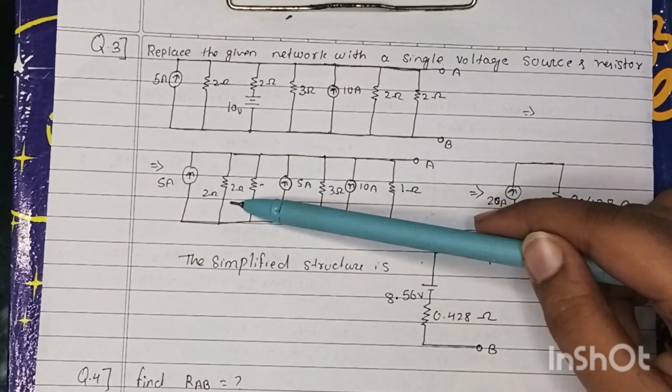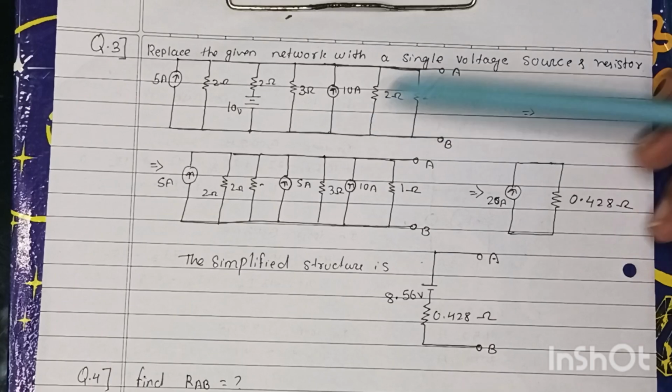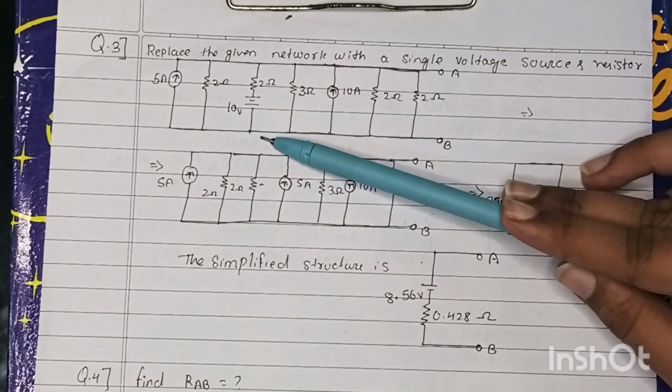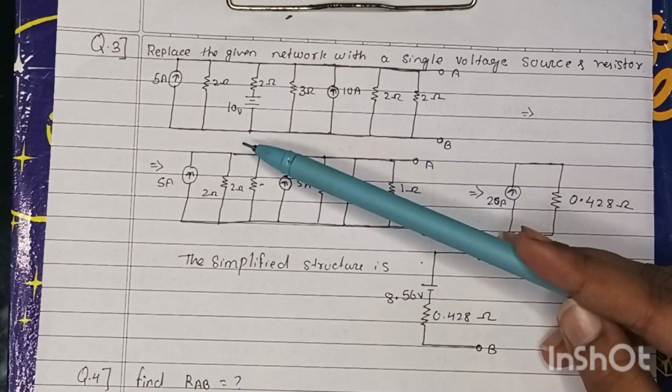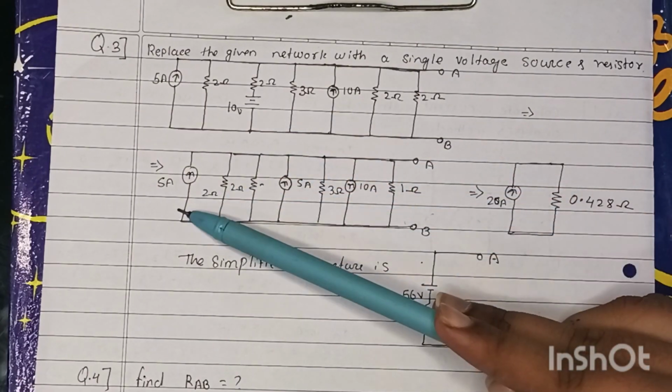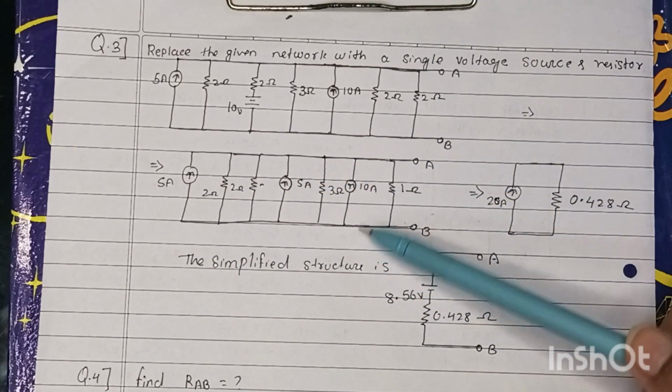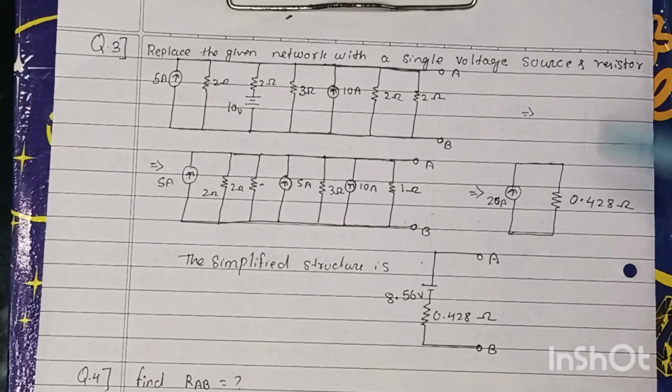These first two are as it is, then these are as it is. So we have replaced this and this only. Okay, now what you have to do over here, just look over here. 5 plus 5 is 10, 10 plus 10 is 20. So I have written over here a 20 ampere current source.